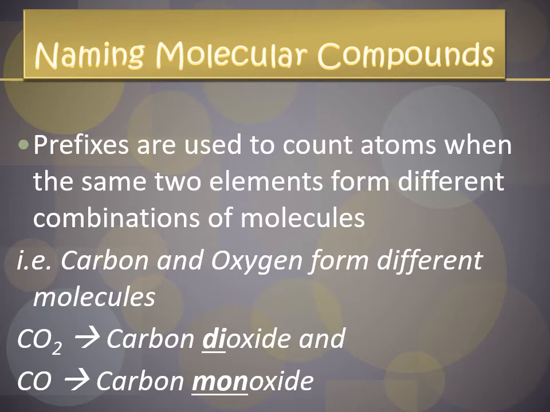And you'll notice the only difference between the two is how many oxygen atoms are in the formula. Carbon dioxide has 2 oxygen atoms, whereas carbon monoxide has 1 oxygen atom. They are very, very different compounds. They are not the same thing. So we use prefixes to decipher which one's which.